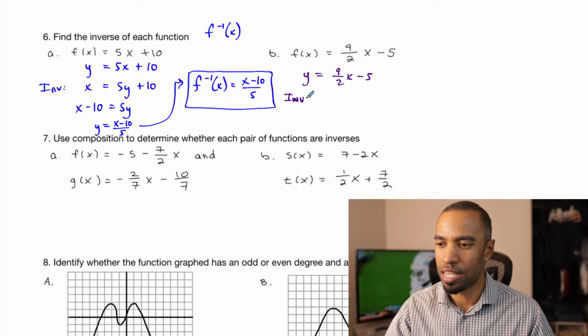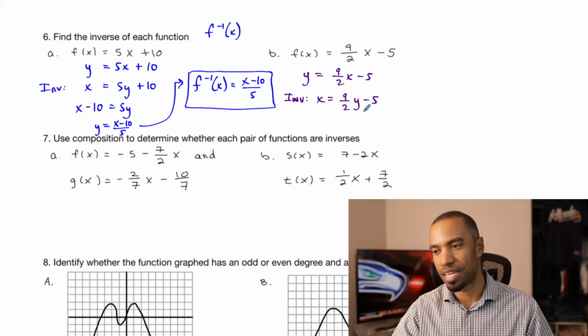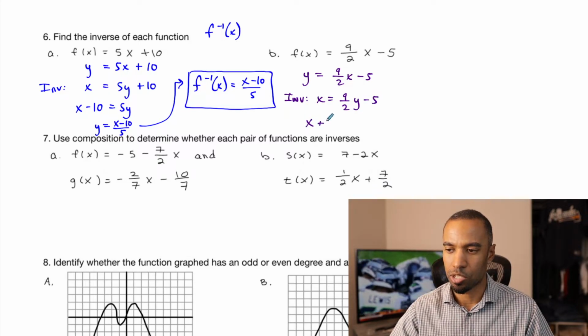So in applying the inverse here, we're going to have x equals 9/2 y minus 5. Let's take care of the 5 first because that minus 5 happened last. Let's add 5 to both sides. I'll get x plus 5 equals 9/2 y.